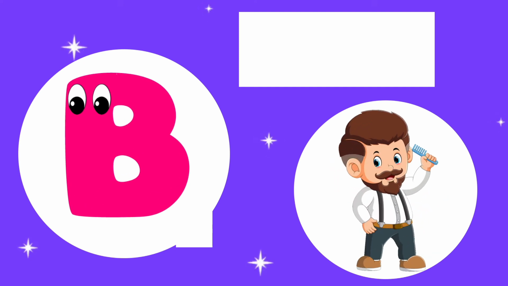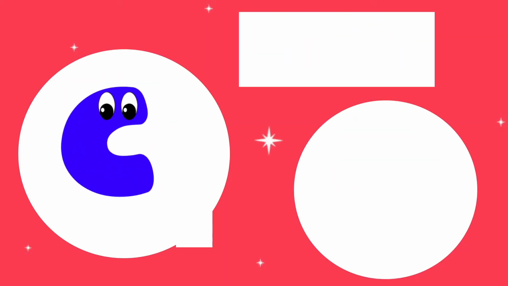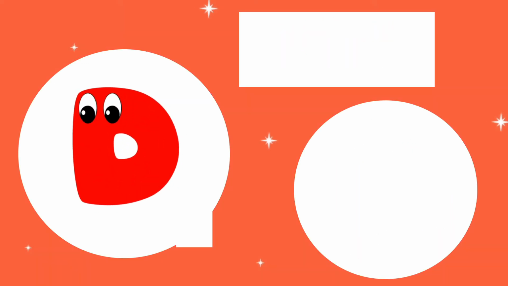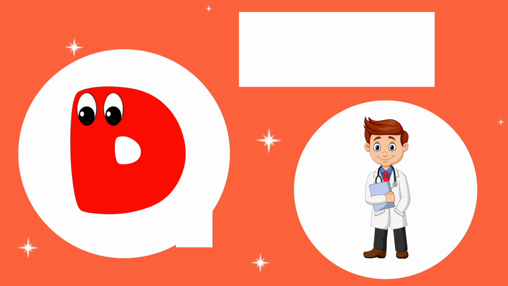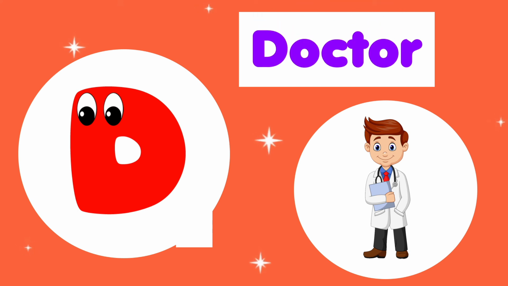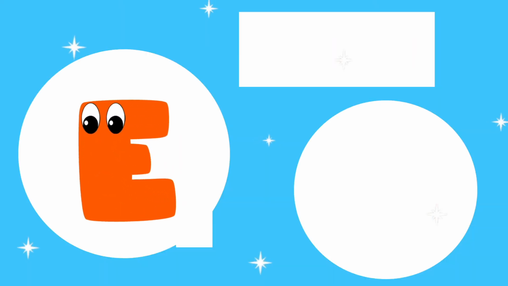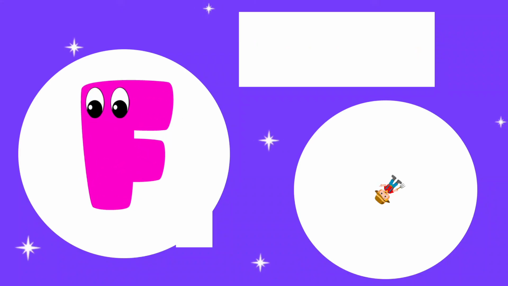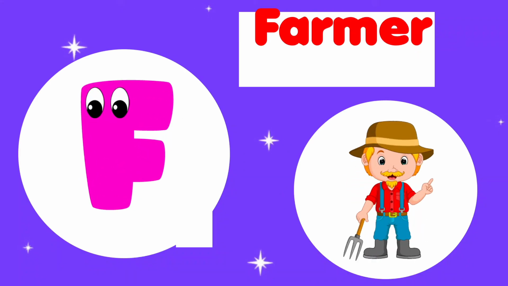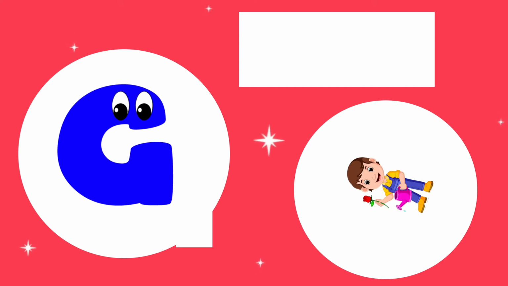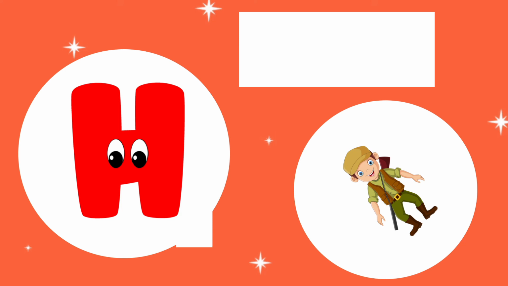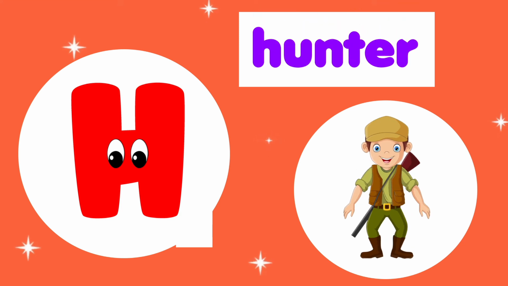Barber, b, b, barber. C is for chef, c, c, chef. D is for doctor, d, d, doctor. E is for engineer, e, e, engineer. F is for farmer, f, f, farmer. G is for gardener, g, g, gardener. H is for hunter, ha, ha, hunter.